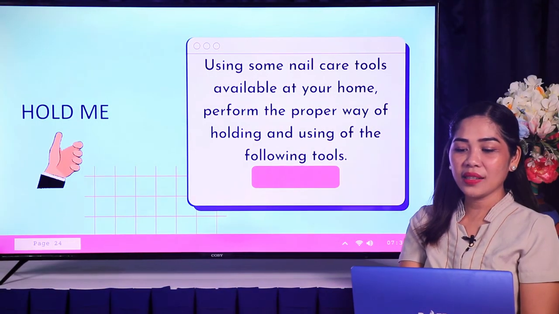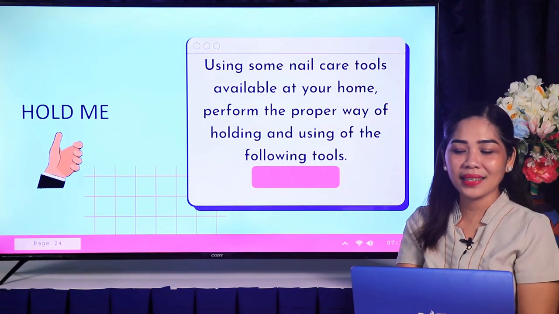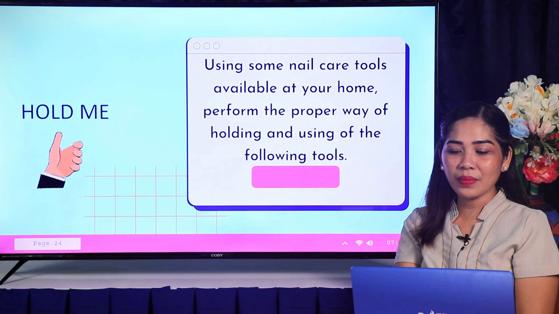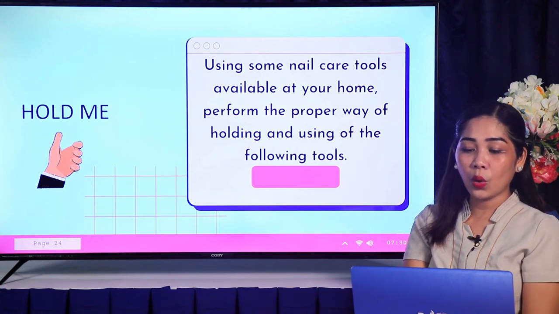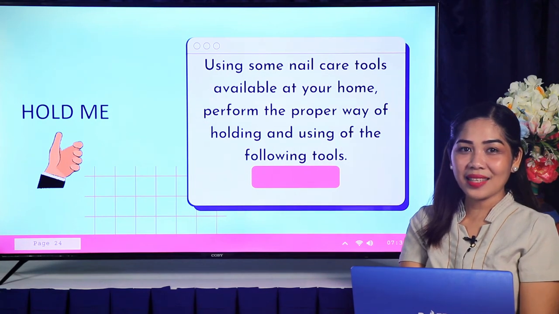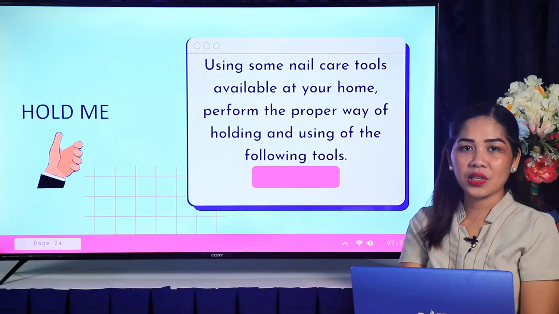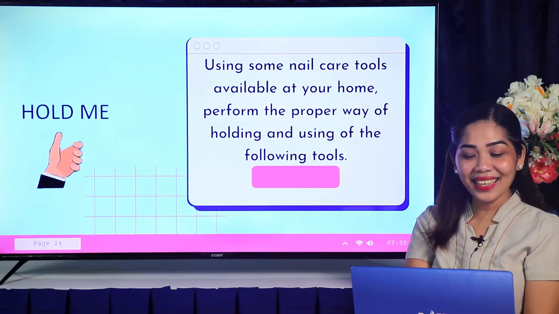Now that you are acquainted with the proper use of tools and equipment in nail care servicing, let us have an activity entitled Hold Me. Using some nail care tools available at your home, perform the proper way of holding and using the following tools. Ask any family member or a friend to be your client or a model. Follow these procedures. Are you ready?